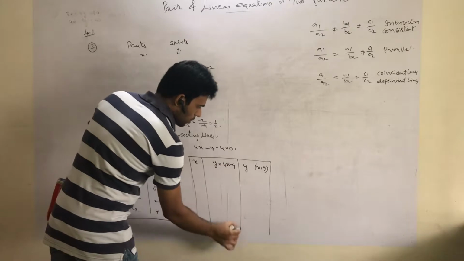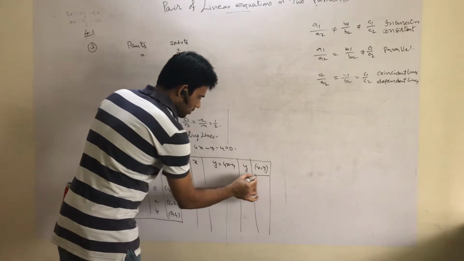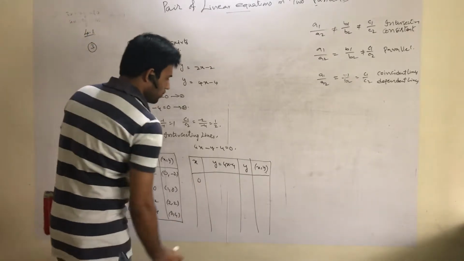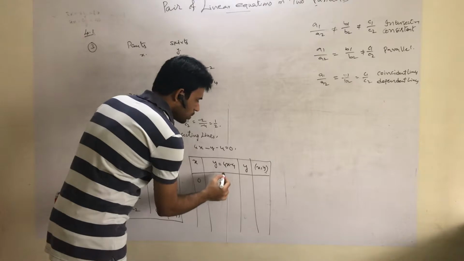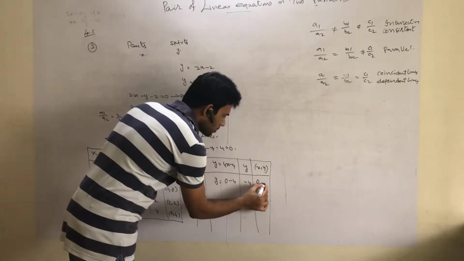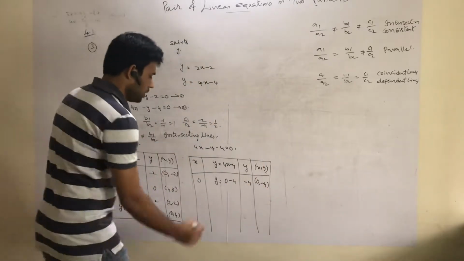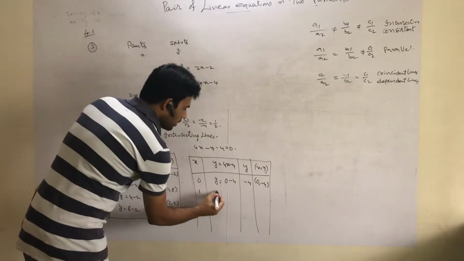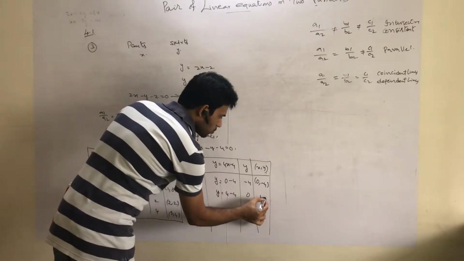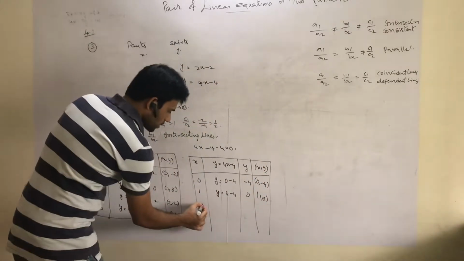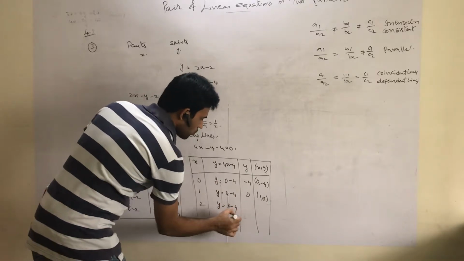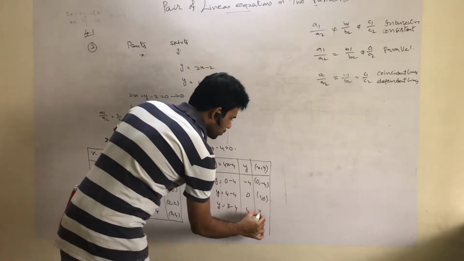So let's consider the same values, 0, 1, 2 and 3. For 0, y becomes 4 into 0 is 0, 0 minus 4 is minus 4. So this becomes 0 comma minus 4. Let's consider 1. For 1, y becomes 4 into 1 is 4, 4 minus 4, that is 0, so this becomes 1 comma 0. Let's consider 2. So y becomes 4 into 2 is 8 minus 4, that is 4, so 2 comma 4.